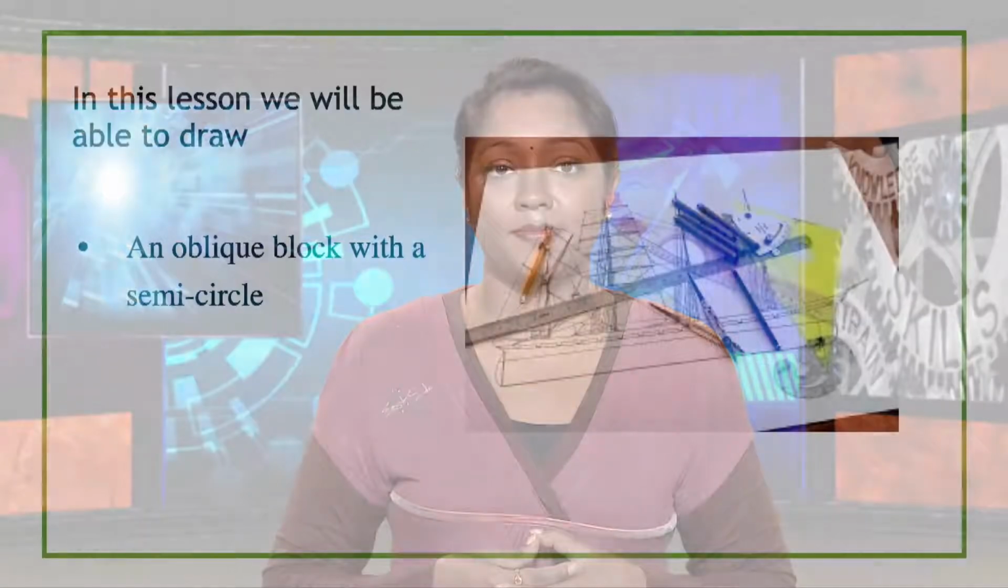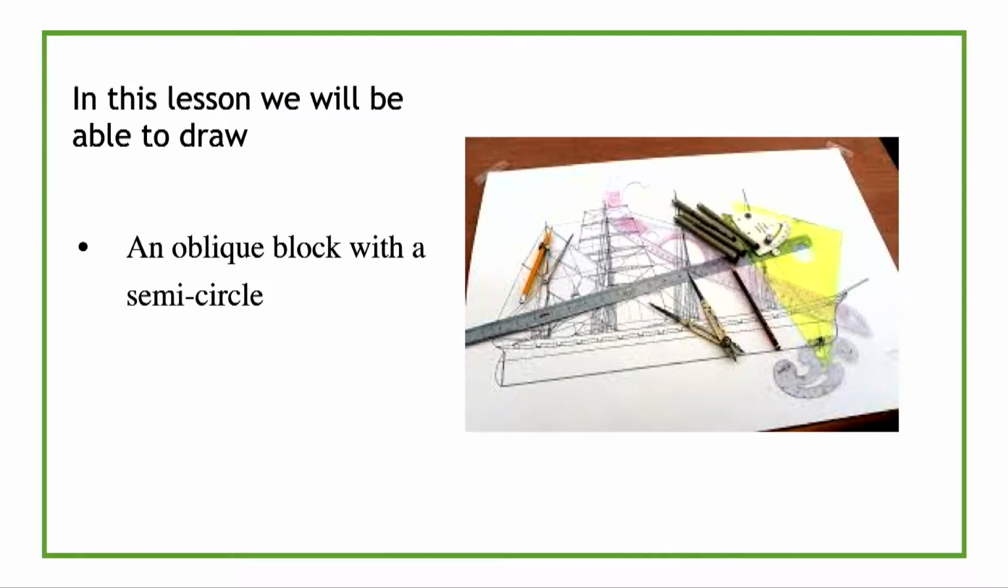And welcome to this lesson for design and technology. In the last lesson, we had learned how to draw an oblique block with sloping edges, and today we are going to see how to draw in oblique projection a shaped block with a semicircle. In this lesson, we will be able to draw an oblique block with a semicircle.